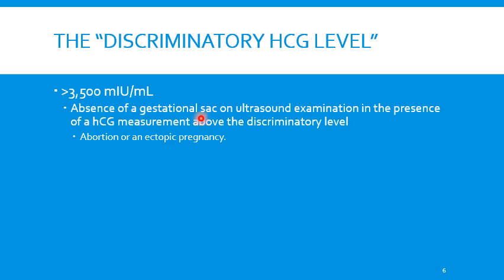Absence of a gestational sac on transvaginal examination in the presence of HCG measurement above the discriminatory level, that is more than 3500 milli international units, then you have to think of two probabilities. One, an early pregnancy loss, or two, an ectopic pregnancy.